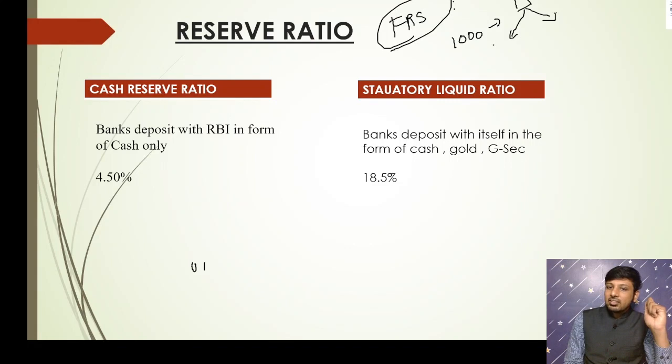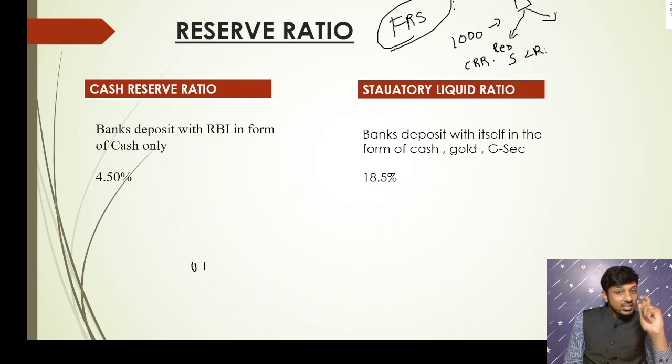So it is keeping a reserve, as we said. How much reserve it will keep is decided by the RBI based on the reserve ratio. There are two kinds of reserves the bank should maintain. One is CRR, that is cash reserve ratio, and another one is SLR, that is statutory liquidity ratio.